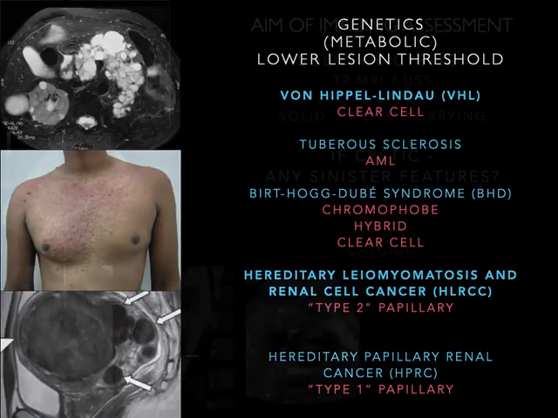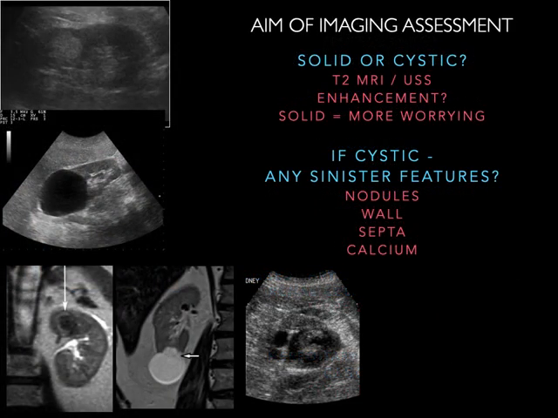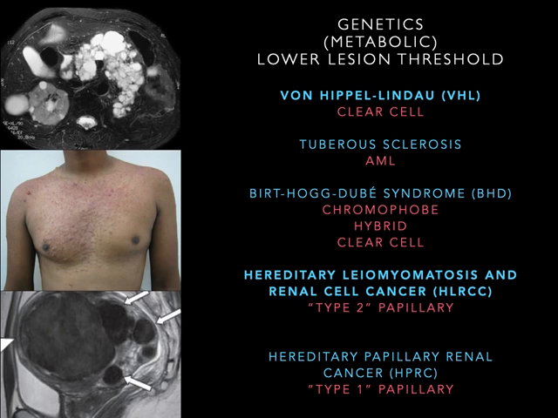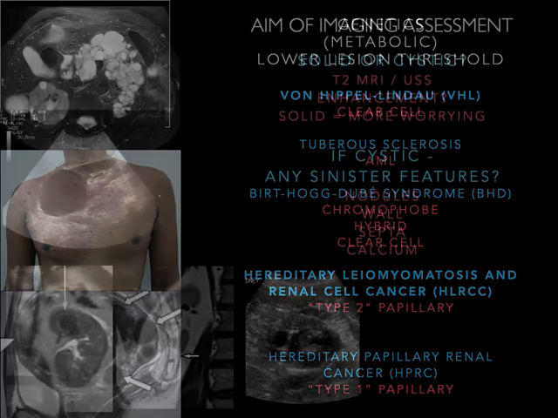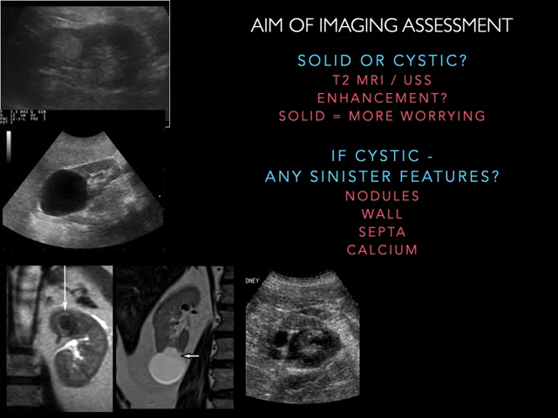So when you're looking at your pretest probability, let's go back to that. One of the things you look at is genetics. So if they've got VHL, tuberous sclerosis, Birt-Hogg-Dubé, HLRCC, or hereditary papillary RCC, then we are obviously a bit more worried. And any smaller lesion, if it's indeterminate, we still pursue more aggressively. The next thing is looking whether it's solid or cystic, and the best modalities to do this are probably T2 MRI and ultrasound. Ultrasound's pretty good at this, and I think it gets overlooked quite often.